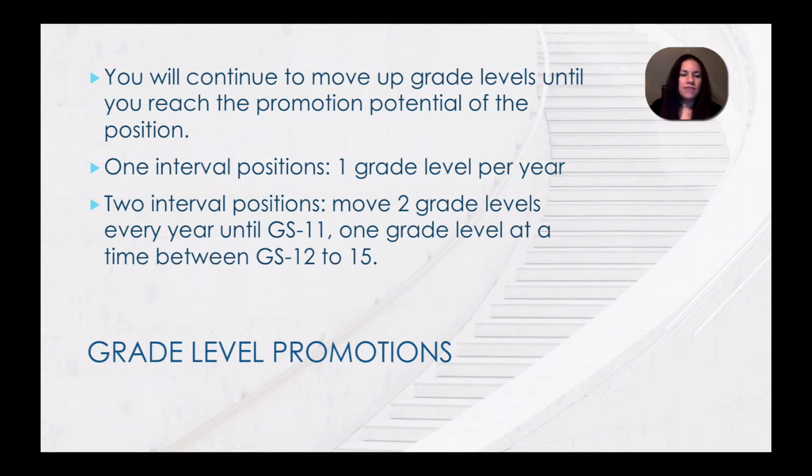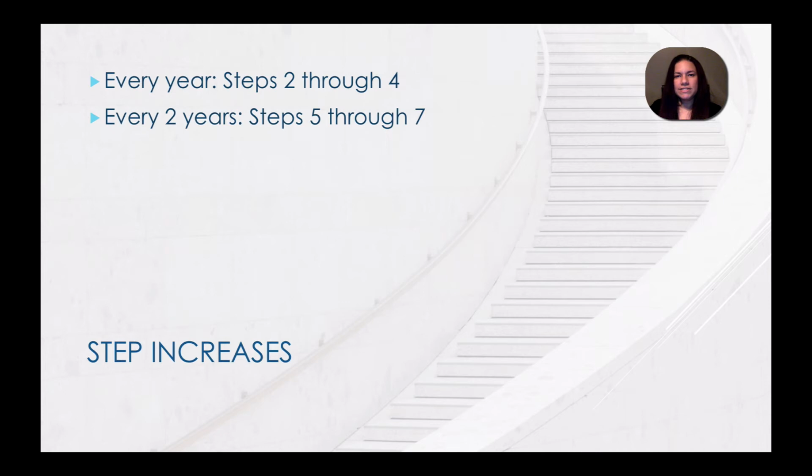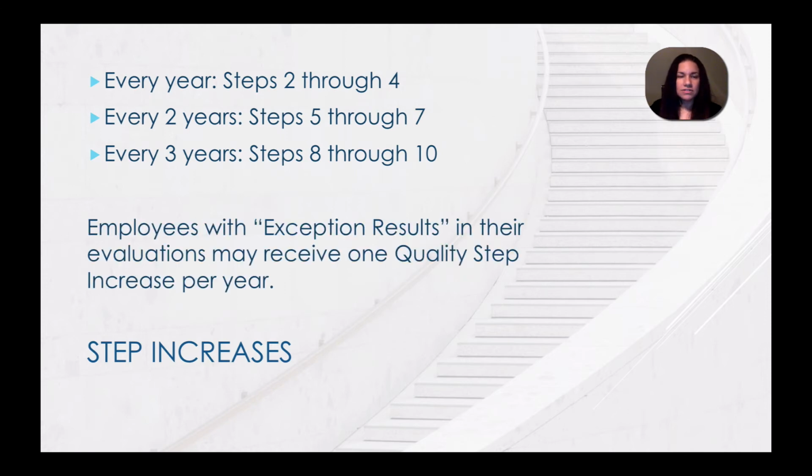After you have reached the maximum grade level, you begin to take step increases. So what are these step increases? The step increases, which are the columns on the pay scale, happen every year between steps 2 and 4, every 2 years between steps 5 and 7, and every 3 years between steps 8 through 10. Employees that reach exceptional results in their evaluations may receive 1 quality step increase per year.